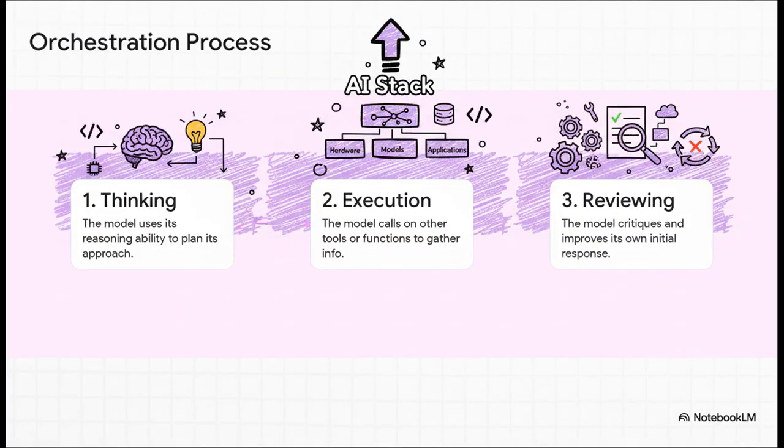And this process is incredibly sophisticated. It starts with thinking, where the model actually plans out its approach. Then comes execution, where it might call on other tools, like a calculator or a web search, to go gather more info. And finally, and this part is just amazing, it enters a reviewing phase, where the model can literally critique its own first draft and then go back and improve it.